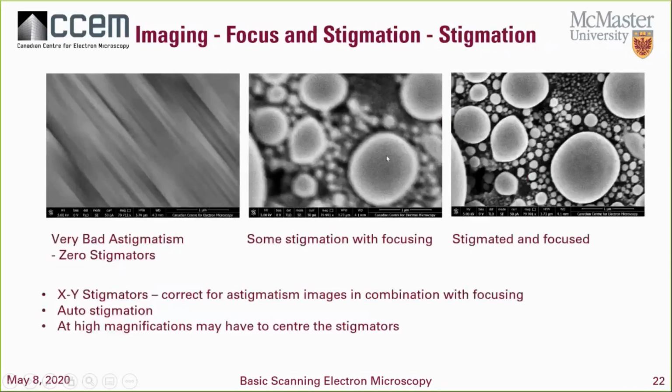We've done a little bit of stigmation in combination with focusing. And here we're doing maybe the X stigmator. And here we've adjusted the Y stigmator, a little bit of focusing, and we've stigmated the image so that we've corrected for the blurring or the elongation that we're seeing.